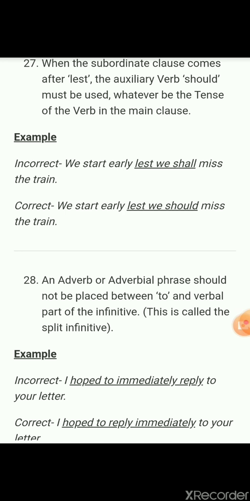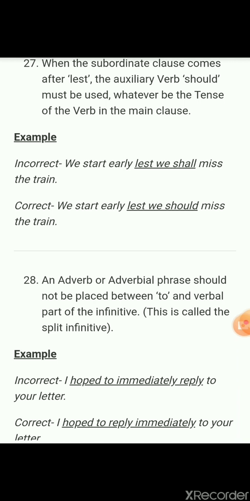Rule number 28. An adverb or adverbial phrase should not be placed between to and the verbal part of the infinitive. This is called the split infinitive. And we know what an adverb is, which adds something to the verb. Look at the sentences; you will come to know the difference. I hope to immediately reply to your letter. I hope to reply immediately to your letter.